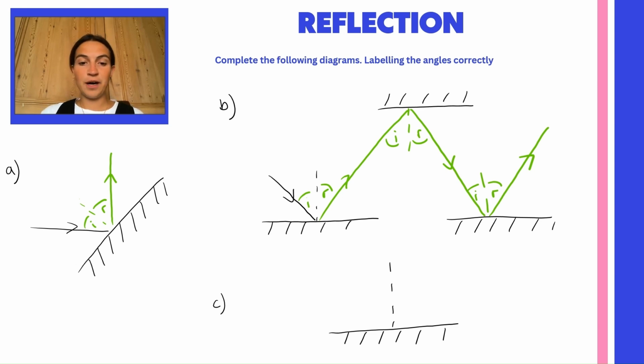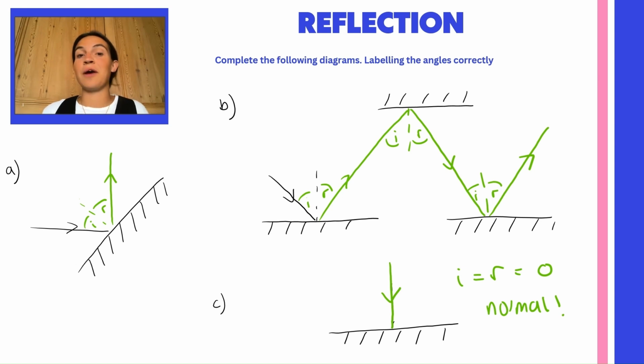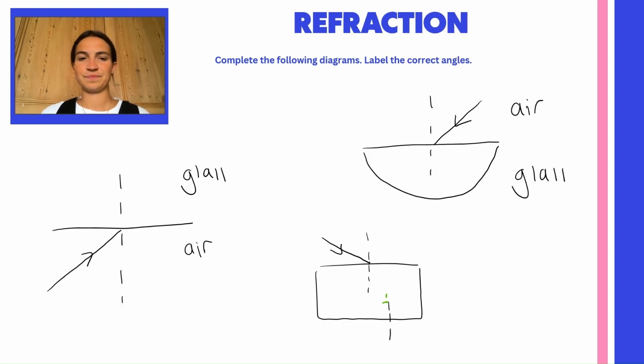Okay, and then part C here, where I have my light ray and it's gone directly down the normal. So in that case, since it's travelled down through the normal, then my angle of incidence is actually going to be 0. There is no angle between my incident ray and the normal, which makes my angle of reflection 0, which means that this ray would just bounce straight back up in the same direction.